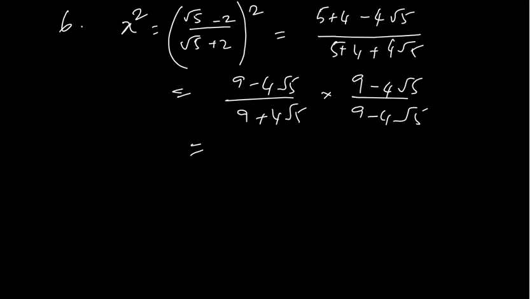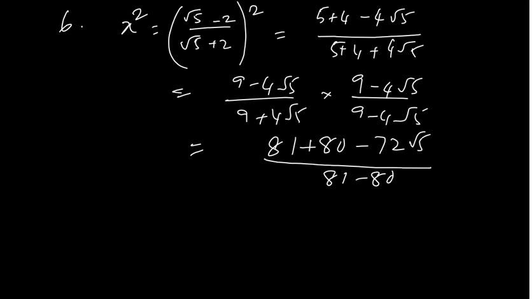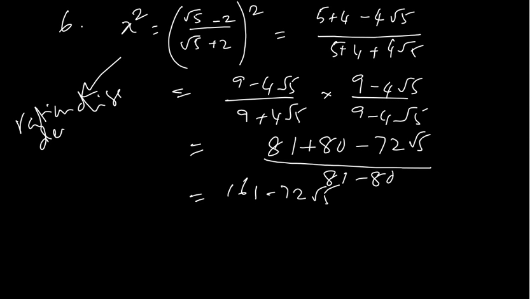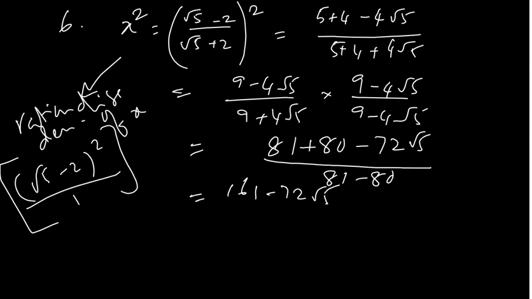Okay. So when you do this way, then you have 81 and plus 16 fives are 80. Then you have minus 9 fours are 36, 72 root 5 divided by, and this is 81 minus 80. So you got 161 minus 72 root 5. So you can do the other way also. What is the other way? First rationalize the denominator of x. Then square it. That means root 5 minus 2 whole squared divided by 5 minus 4, which is 1. So you are doing square this and then do one more square.